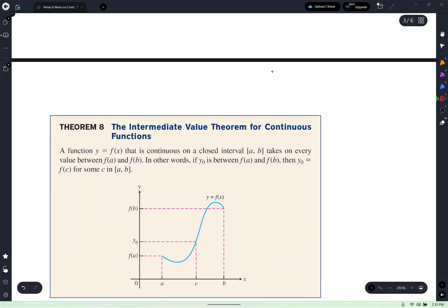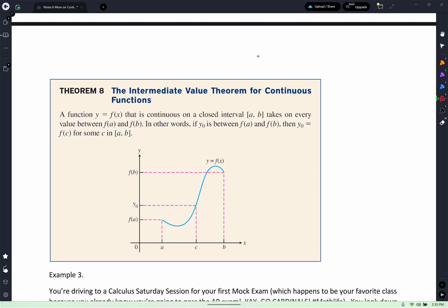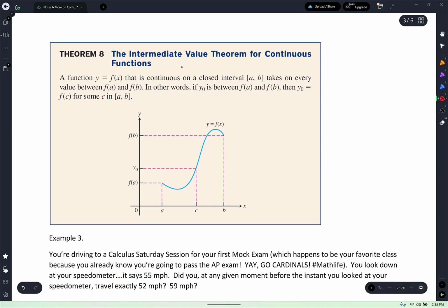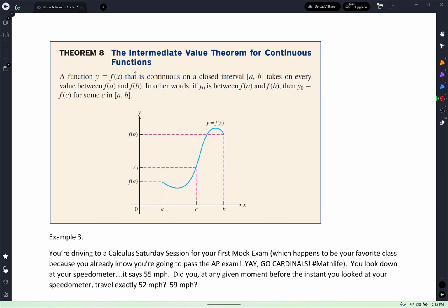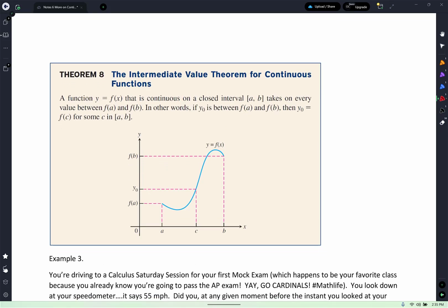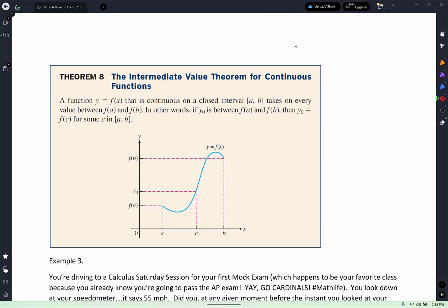Okay, intermediate value theorem. Have we covered this already before or no? No? Okay, it's very simple, I think. If you read this little thing here, the intermediate value theorem for continuous functions: a function that is continuous on a closed interval a to b takes on every value between f of a and f of b. In other words, if y naught is between f of a and f of b, then y naught equals f of c for some c in [a, b]. Did all that make sense to you?